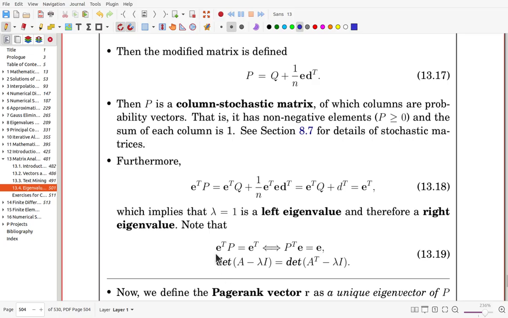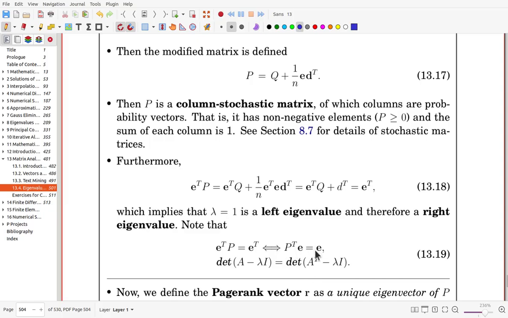Let's see here. e transpose P equals e transpose. Once it is satisfied, then its transpose is also satisfied, so this equation is the same as that one. When you try to find eigenvalues, you have to find the solution of the characteristic equation. For every square matrix A, the determinant of A minus lambda I is the characteristic equation of A, and this one is the characteristic equation of A transpose. But these characteristic equations are the same, which means that the eigenvalues of A and the eigenvalues of A transpose are the same.